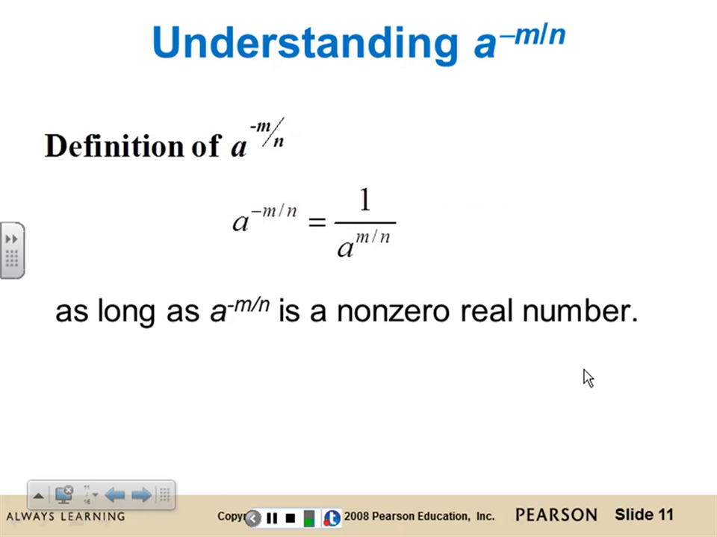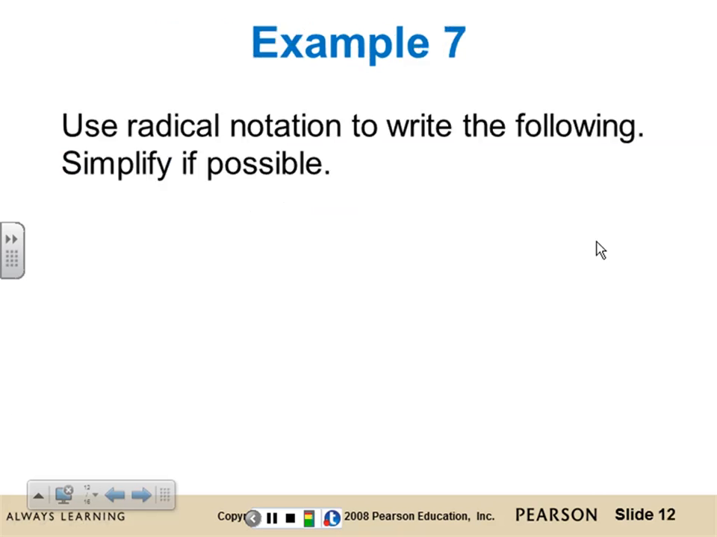Alright, so here's another definition, and we have talked about this one as well. What if you have a to the negative exponent? Remember, anytime you have a negative exponent, you're going to flip it and change it to a positive, so don't forget that. So use radical notation to write the following. Simplify if possible. In other words, sometimes you'll be able to simplify and sometimes you won't. But use radical notation to write the following.